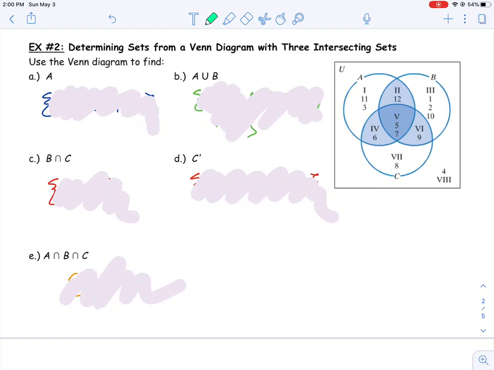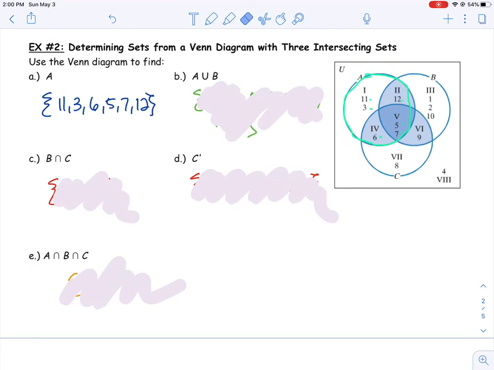All right, so I have my set A, I have my set B, I have my set C, and the first one says, what are all the elements in set A? So looking at set A, what elements do you see here? I see 11, 3, 12, 5, 7, and 6. Do you? 11, 3, 6, 5, 7, and 12? Remember, it doesn't matter the order as long as you have all the same elements.